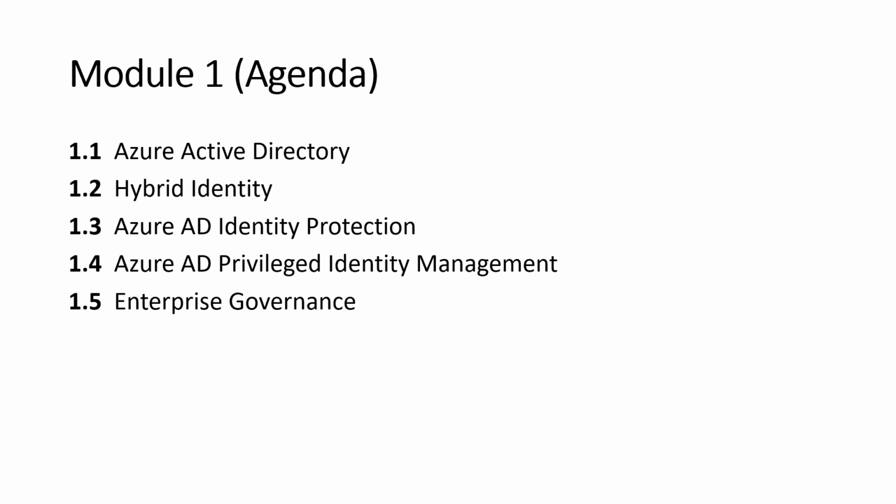Okay, so till now we have completed our course agenda, introduction, and what are the modules which we have to cover in this module. So let's start with our first module. In the first module we have these sub modules: first is Azure Active Directory, Hybrid Identity, Azure AD Identity Protection, Azure AD Privileged Identity Management, and Enterprise Governance.